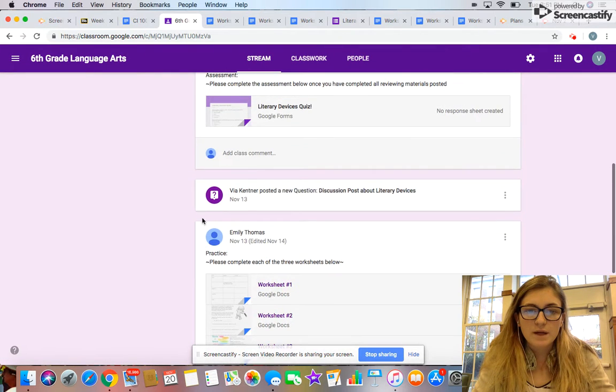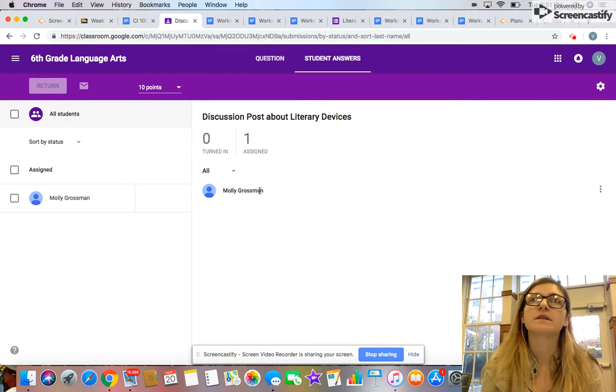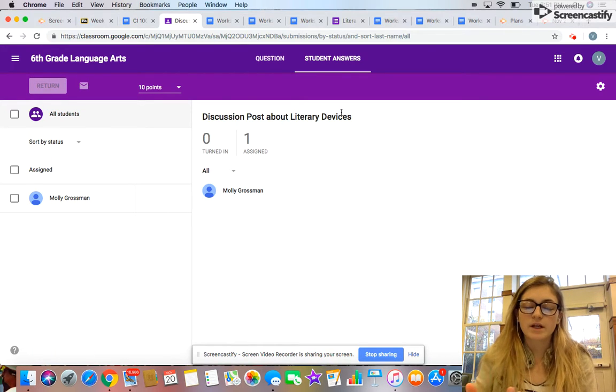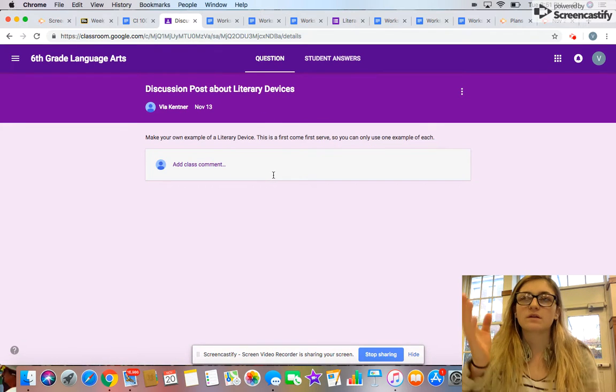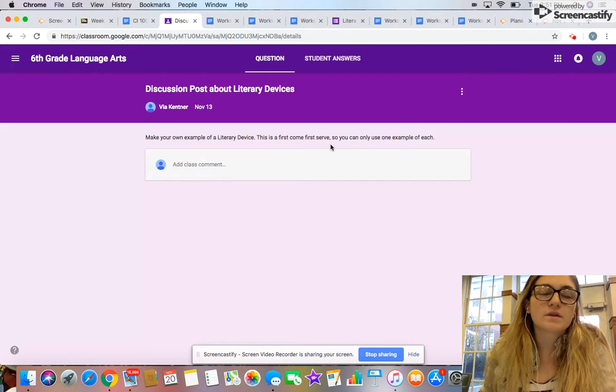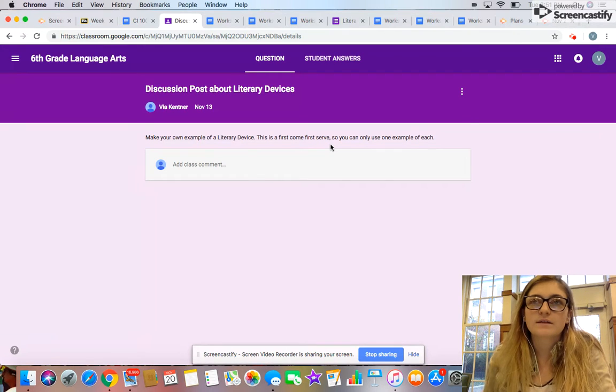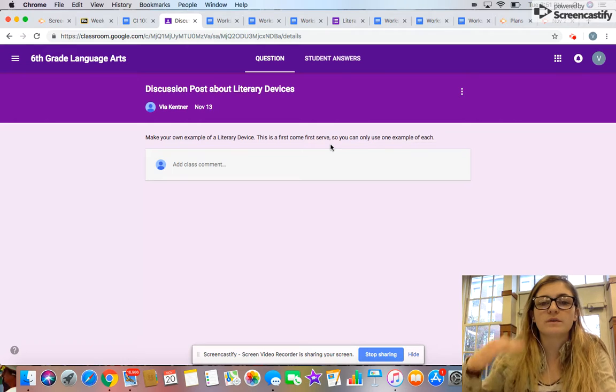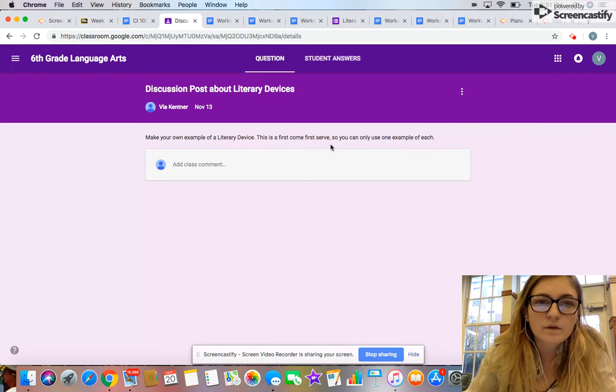So after that, then we have our discussion board. This is kind of nice because each student can see what's going on in the classroom, and as an educator, you can see the students' answers and the questions. So we decided to say, make your own example of a literary device. And if they decided to do an idiom, the next student couldn't do an idiom unless all the different definitions were taken care of, because it would overlap eventually. But that was really nice.